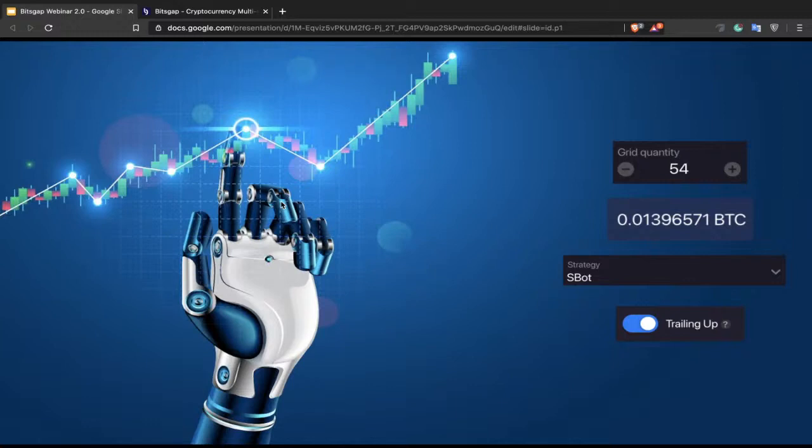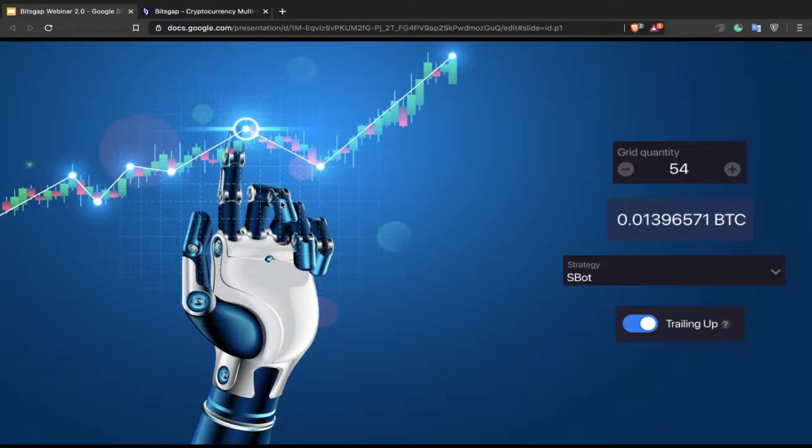So you don't have to manually close the bot. Having the trailing up function on, you allow the bot to automatically follow the price appreciation. So here's the example, NG2 trading to BTC. We have 54 grid levels, amount of investment 0.013, the SBOT strategy, and we have the trailing up function on.